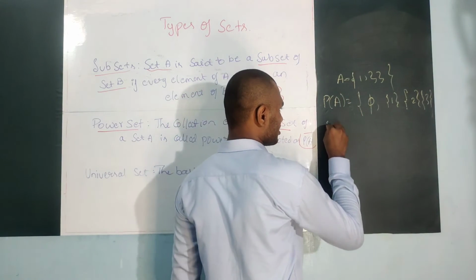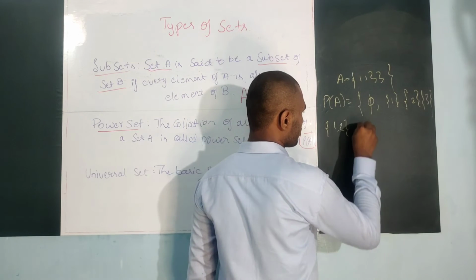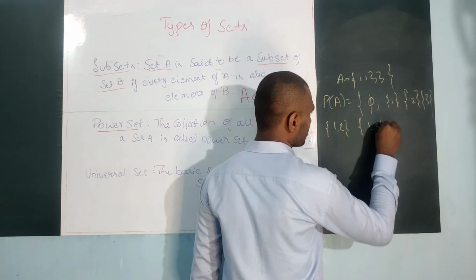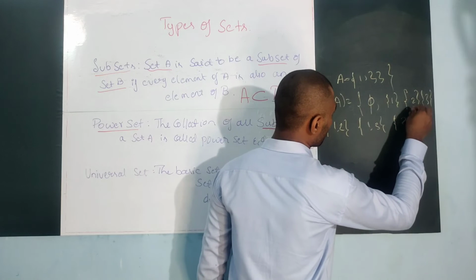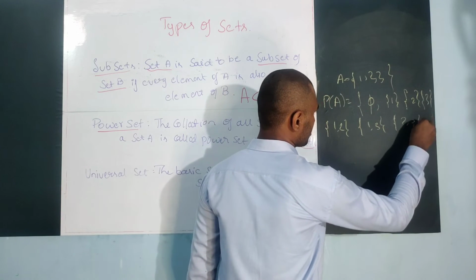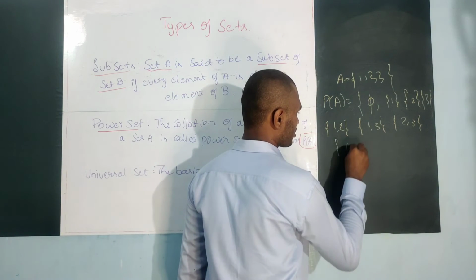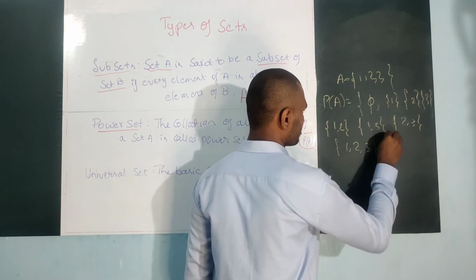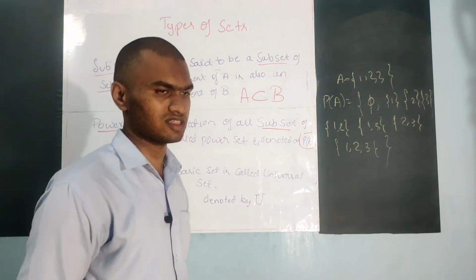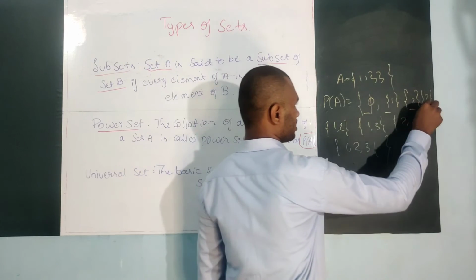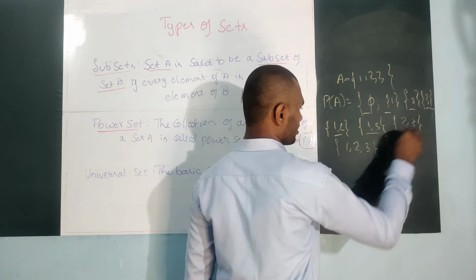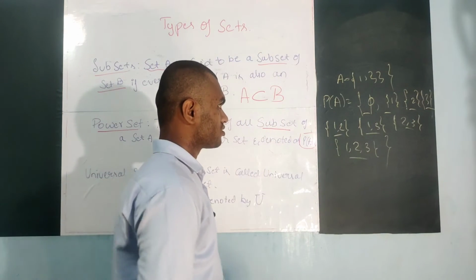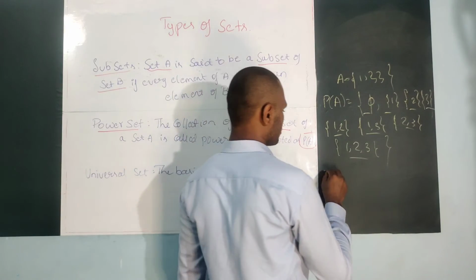Then 1, 2 and 3, these are the subsets. So 1 2, 1 3, 2 3 and 1 2 3. These are the subsets. So count how many subsets are here: 1, 2, 3, 4, 5, 6, 7, 8. So 8 subsets are there.